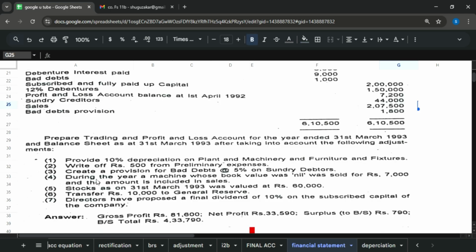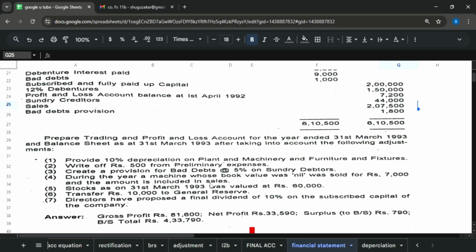After that guys, we are at adjustment number 4. During the year, a machine whose book value was 0, nil, was sold for Rs7,000. Okay, we have sold the machine. I am sure that you remember the journal entry of machinery sold should be cash to machine. Cash is coming in, machine is going out. But here what happened? The amount is included in ordinary sales. Here our mistake is visible. Instead of writing machine, we have written sales.